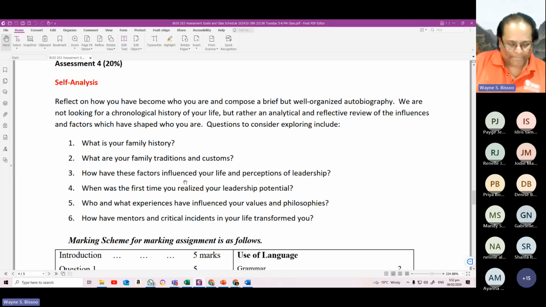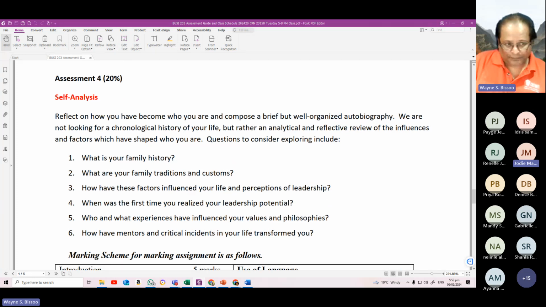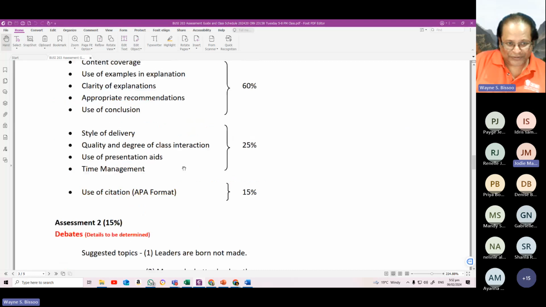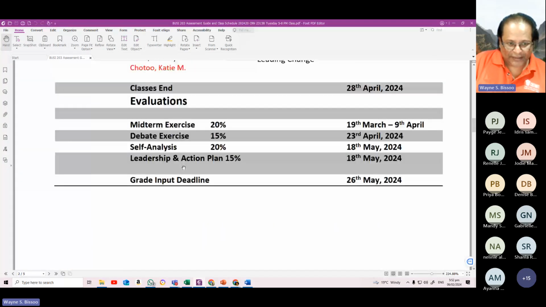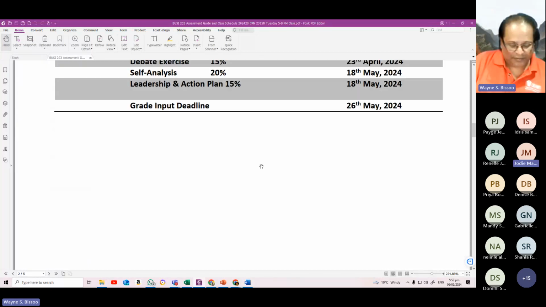And I saw that up front. So is that soon, or is that something that's due later? No, it's due May 18th, because it's going to take you some time to develop that self-analysis. That's what the dates are here for.